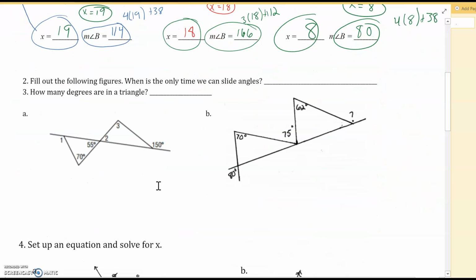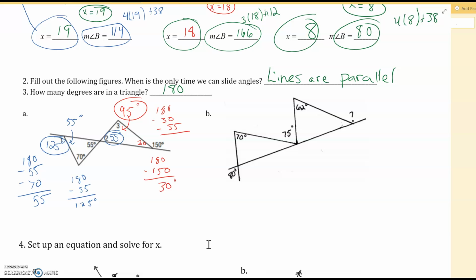All right, for this next part, fill out the following figures. When is the only time we can slide angles? If the lines are parallel. How many degrees are in a triangle? 180. All right, what I want you to do is use those two concepts to figure out these missing angle measures. And in letter B here, you're going to try to get to the question mark.